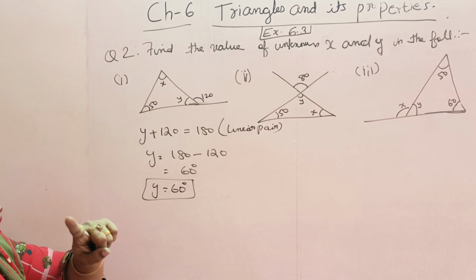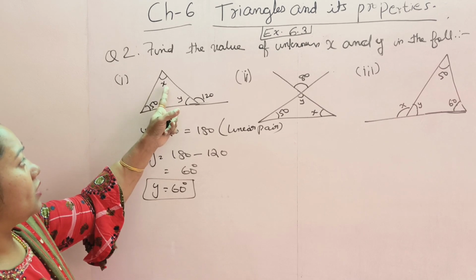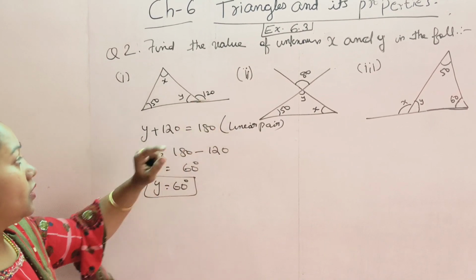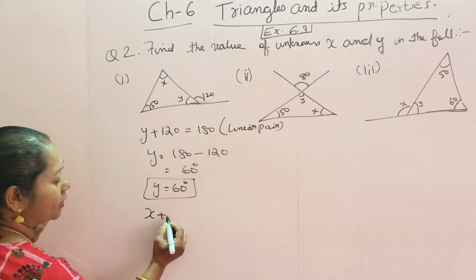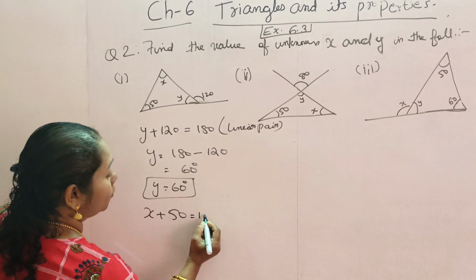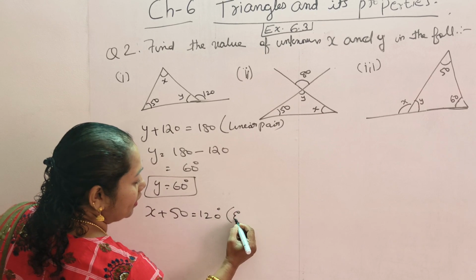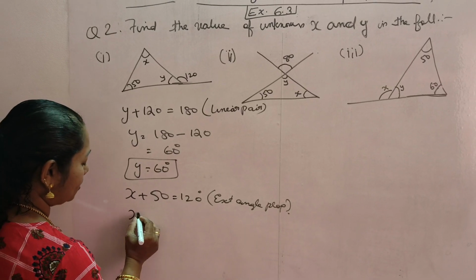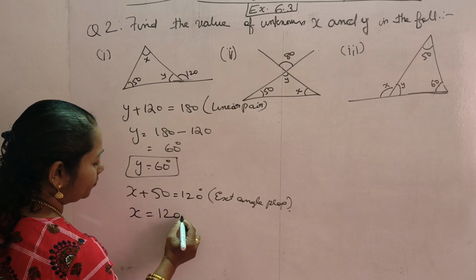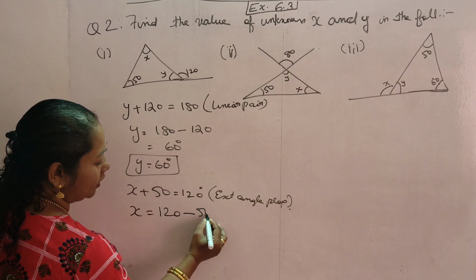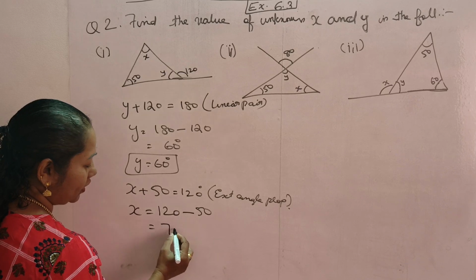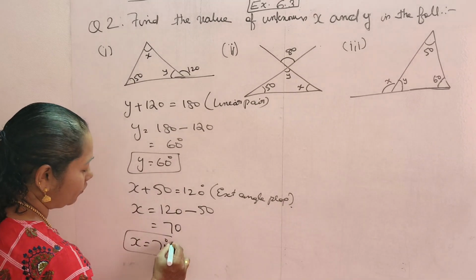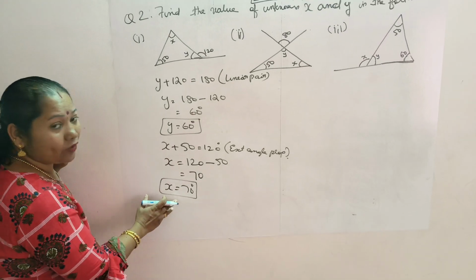Now we will use the exterior angle property, that is x plus 50 is equal to 120 degrees, right? The reason is exterior angle. So x is equal to 120 minus 50, crossing the equal sign. So 120 minus 50, that is 70. So x is equal to 70 degrees. So we got the values of x and y.